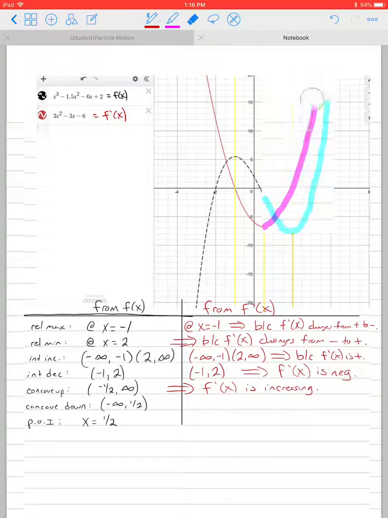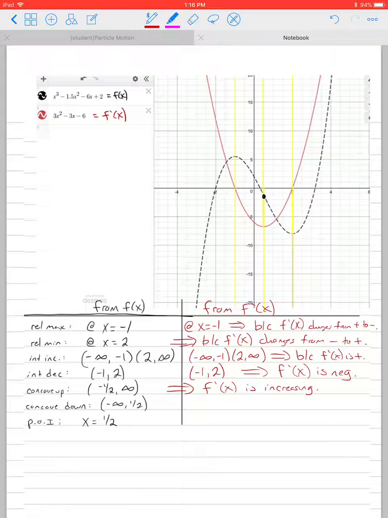So where is it concave down? Well, it's the opposite. So my function is concave down, down like a frown, right here. That's concave down. So I need to look at my derivative. What is my derivative doing on those areas? Well, I can see that derivative is decreasing. So my answer is the same, but my reasoning is that the derivative is decreasing on those domains.